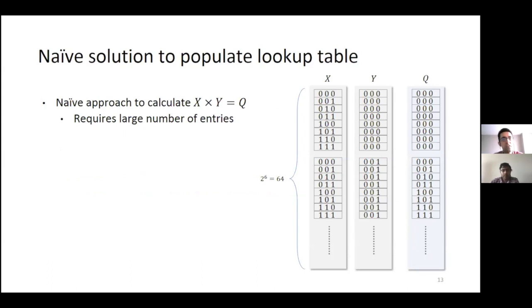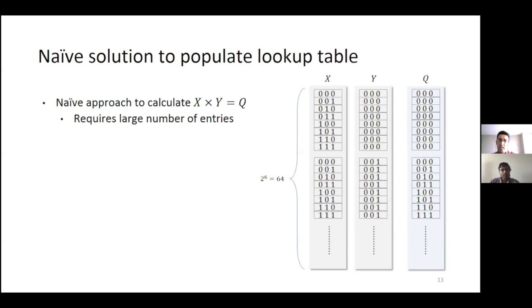Okay, so let's start with the naive solution to populate the lookup table. This picture shows the abstraction of a lookup table. X and Y are the input and Q is the output. So if you want to find the result of a multiplication for X and Y, you will look up that entry and you will find the Q in the TCAM. But unfortunately, as I said before, this approach requires a large number of entries.